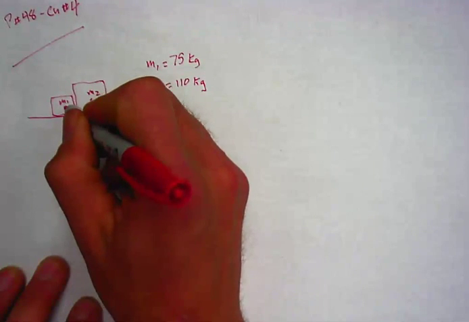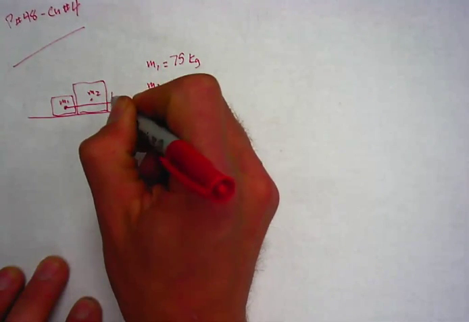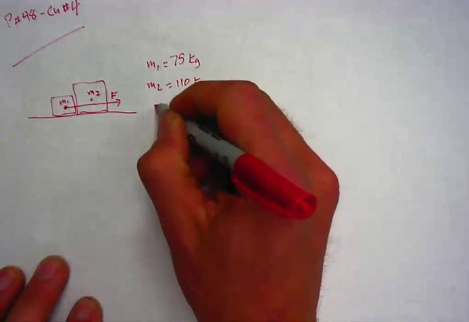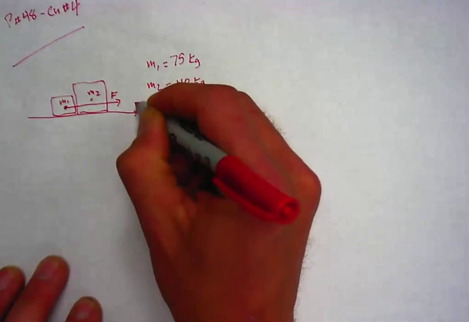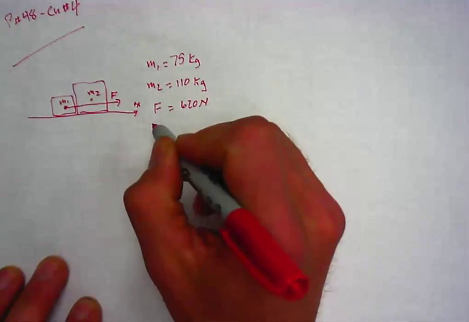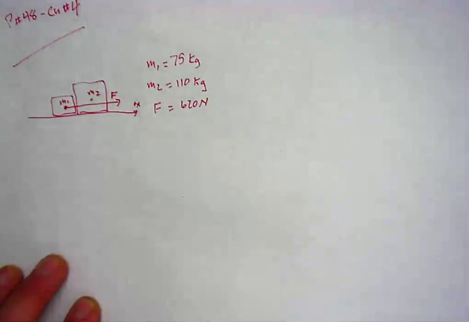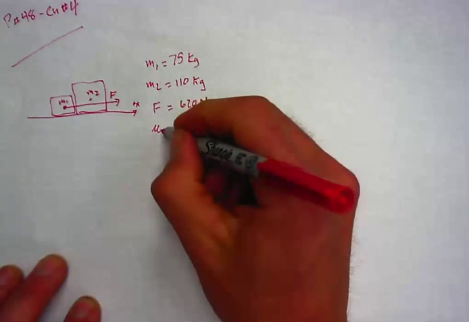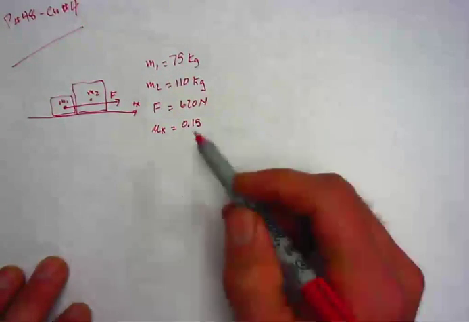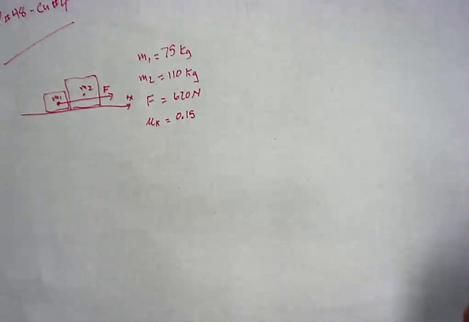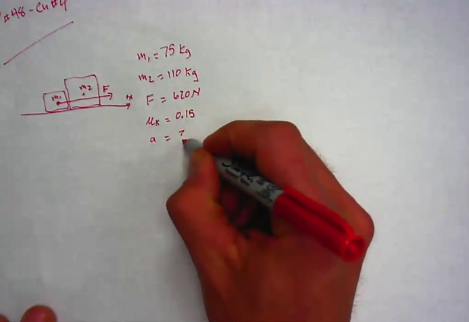It looks like I'm exerting a force F on crate M1, and that force is 620 newtons. By the way, I'm establishing my x-axis as being positive and to the right. What else do I know? I know the coefficient of kinetic friction is 0.15, so that's good information to write down. And then the first question I want to know is, what is the acceleration of the system? So what is A? That's what I want to know.